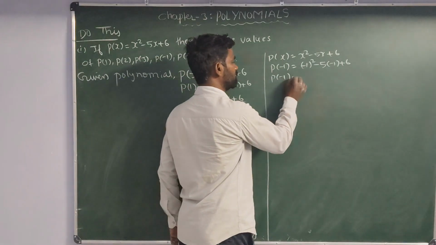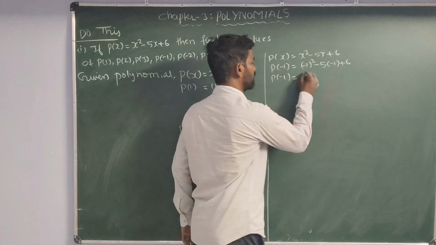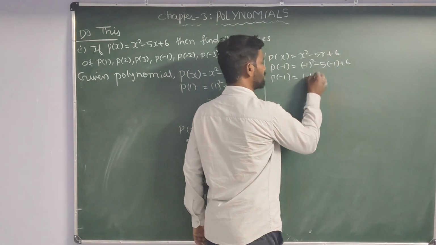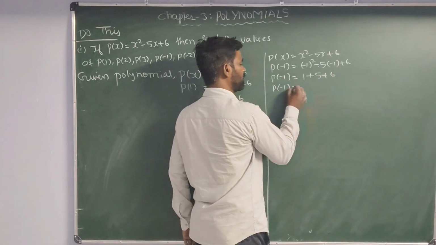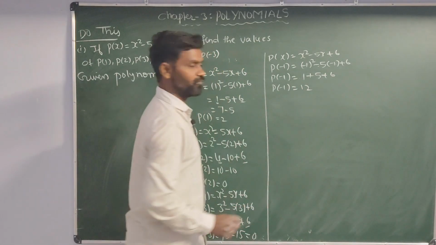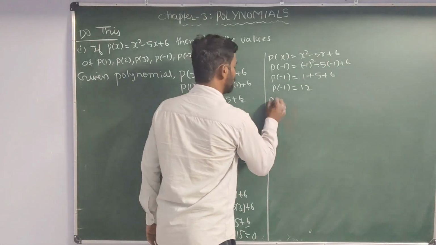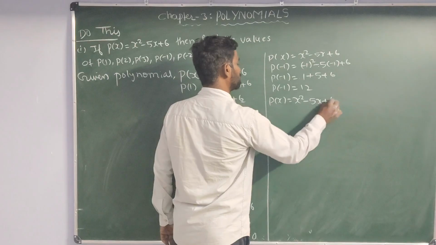So P of minus 1 is equal to minus 1 square is minus into minus plus 1 into 1 it is 1. So minus into minus plus 5 ones are 5 plus 6. Now add all those values, that is P of minus 1 is equal to 1 plus 5 is 6, 6 plus 6 it is 12. So P of minus 1 is equal to 12. Next, P of x is equal to x square minus 5x plus 6.